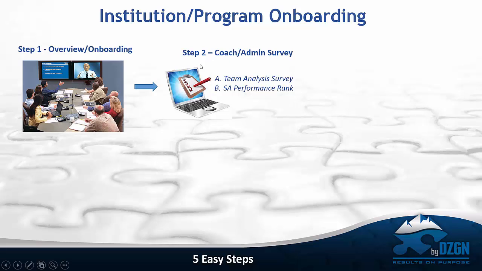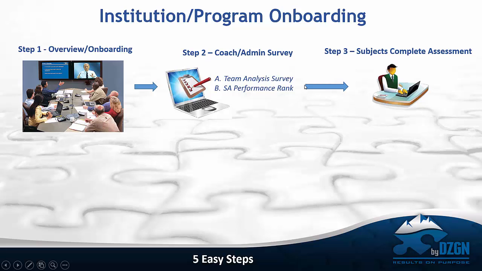Once there, we're going to ask you to go through a team analysis survey, and I've included a link to that in the email, as well as your student athletes' performance rating. As noted earlier, we need you to rate your current guys on a 1 to 10 scale based upon those building blocks. So that would come next.